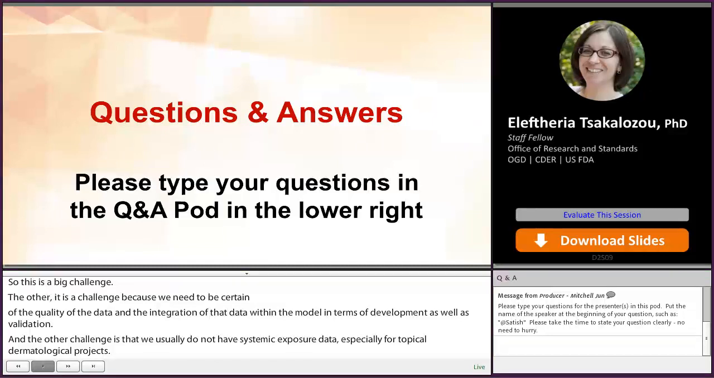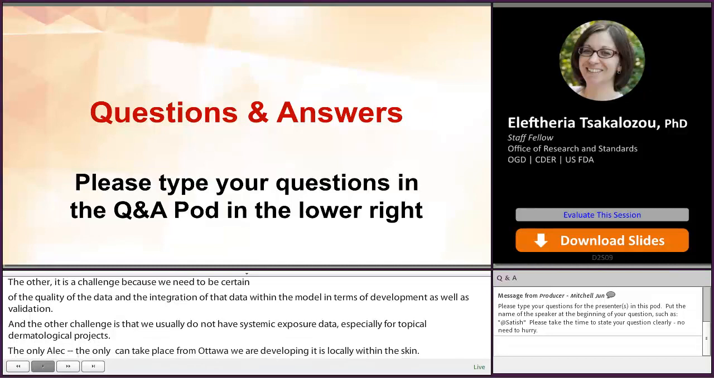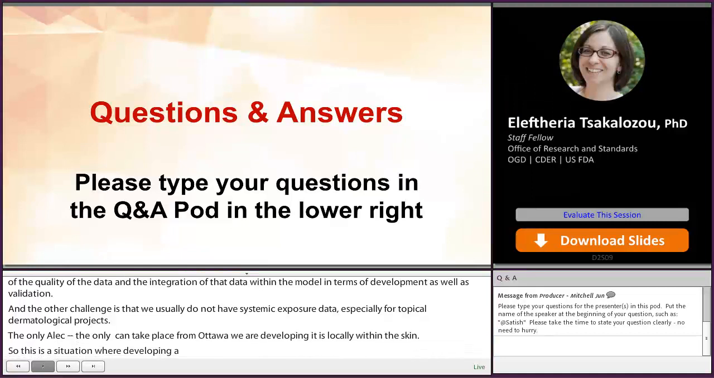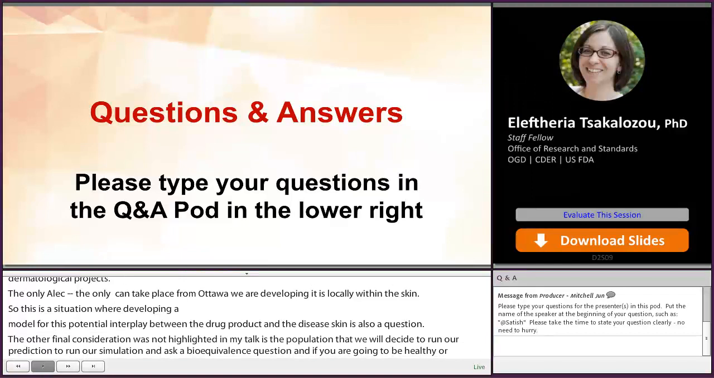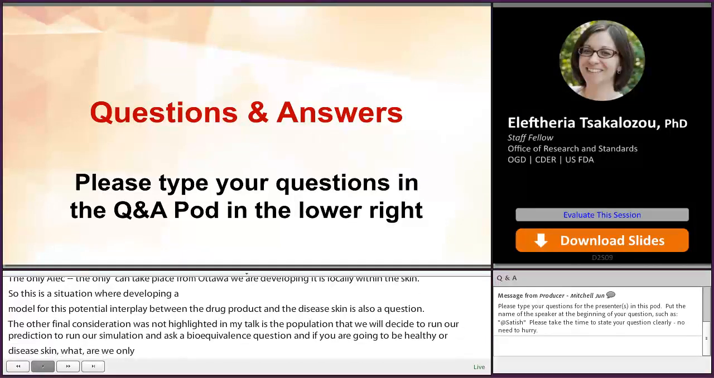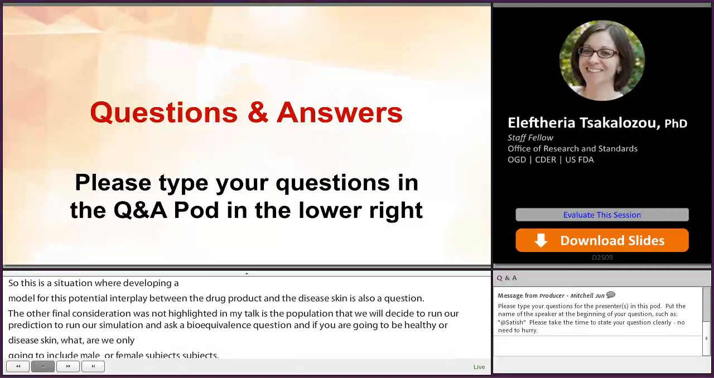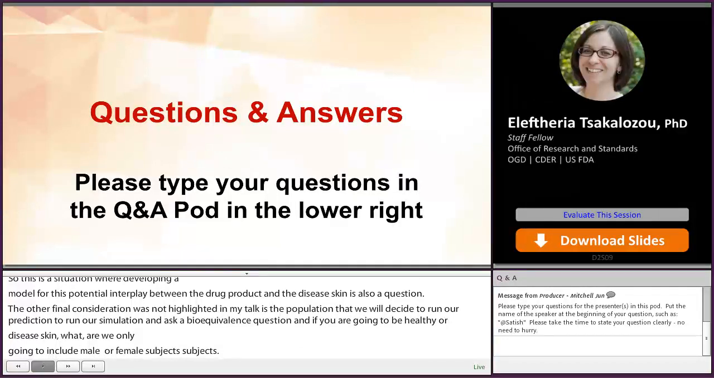Then if we are developing a model for diseased skin, the potential interplay between a drug product and the diseased skin is also a question. And the final consideration I'd like to bring to the table, which was not highlighted in my talk, is the population that we will decide to run our prediction and simulation on and ask a bioequivalence question. Is it going to be healthy volunteers? Is it going to be healthy or diseased skin? Are we going to recruit only male or female subjects? What is the variability for each one of these populations? So these are all questions that we need to consider as we move towards developing, validating, and applying a model for its intended purpose.